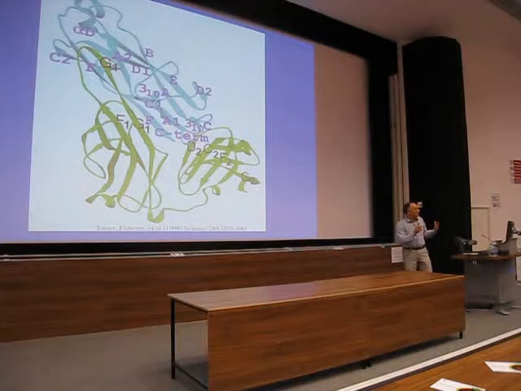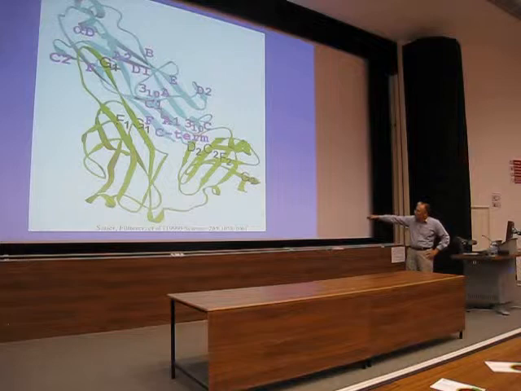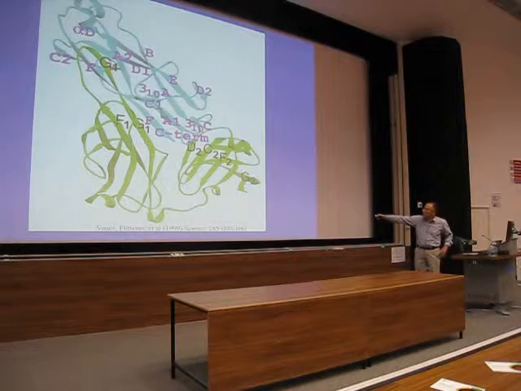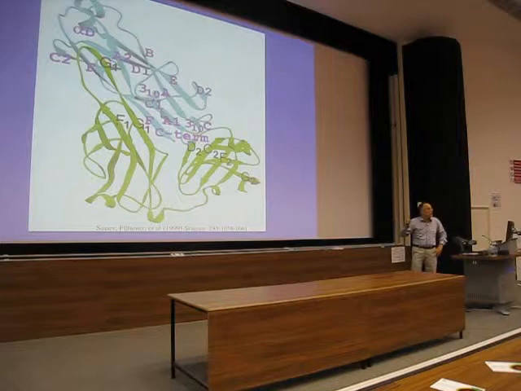Sorry for the change in color coding, but what you have in green in that particular slide is the chaperone, so a very simple structure. It's a two-domain structure, two IG domain structures, domain one here, domain two here. Now what you have here in blue is the subunit.